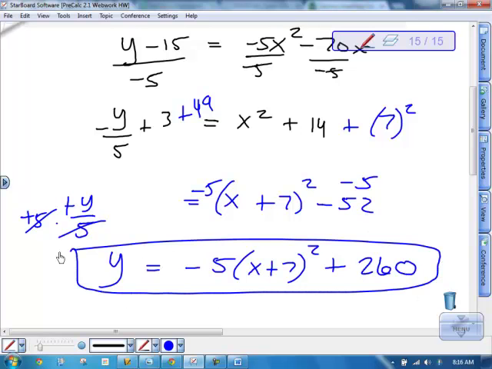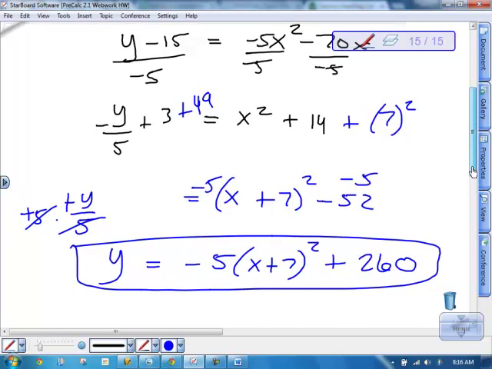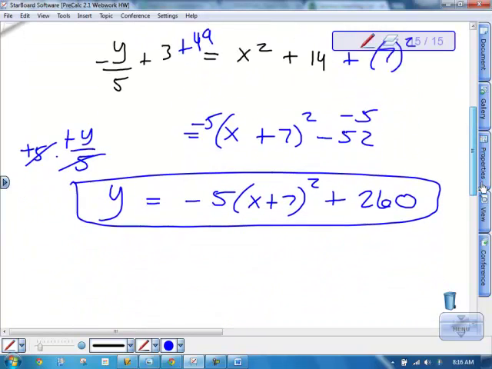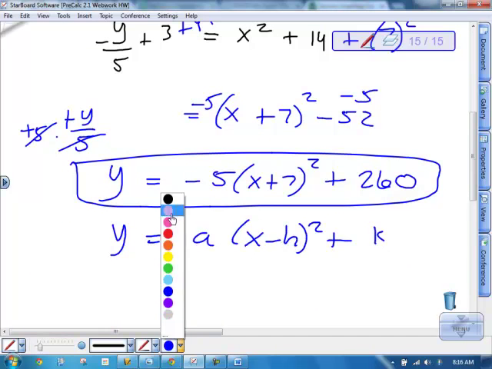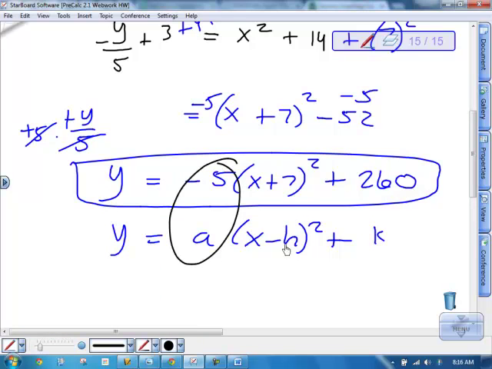There is my parabola in vertex form now, where I know what a, h, and k is. If you compare to standard form, a times x minus h squared plus k, it's not hard to see what a is. H is a little trickier because it's got to be -7, so that the double negatives will cancel and go positive. So h is actually -7, and then k is 260.